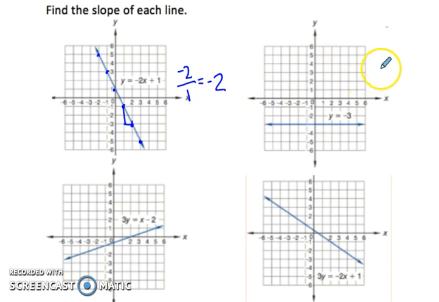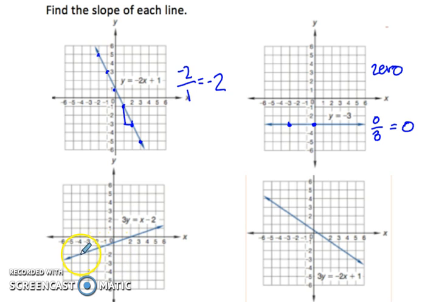On this one, any horizontal line is going to be a 0 slope. If you went ahead and calculated it, pick 2 points, and I cannot rise at all, and my run on this one would be 3. Well, that simplifies down to 0.